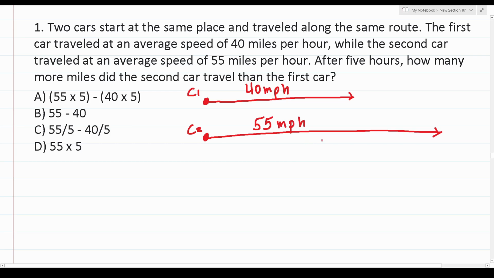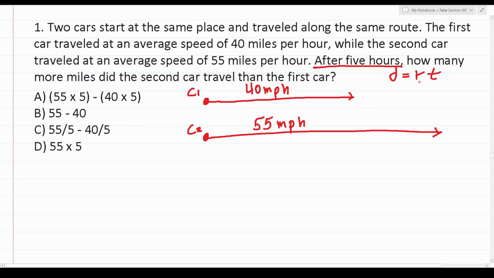And in this case, we have all the elements of the distance formula. Again, the distance formula describes the relationship between distance, rate, and time. More specifically, it says distance is equal to rate times time. All right. Well, for car 1 and car 2, we have a rate, 40 miles per hour for car 1, that's R, and 55 miles per hour for car 2. What's more, we have a time. We're told that they both traveled for 5 hours.